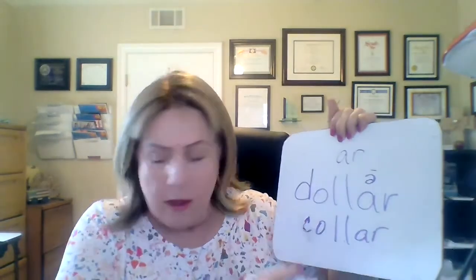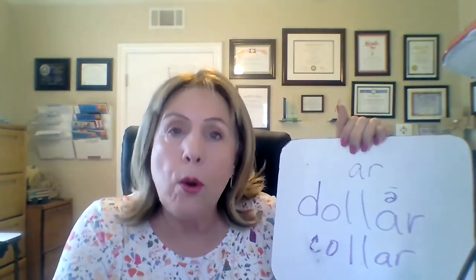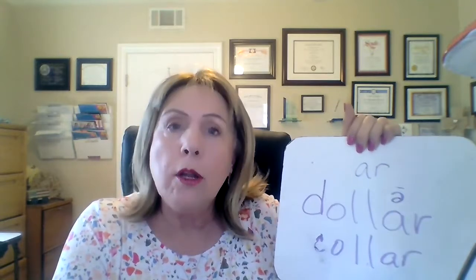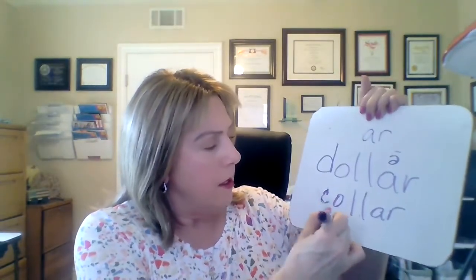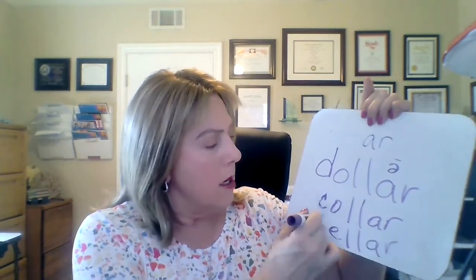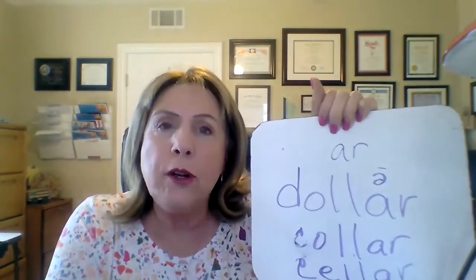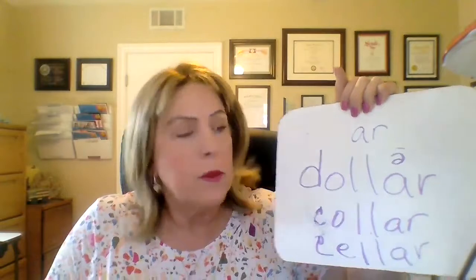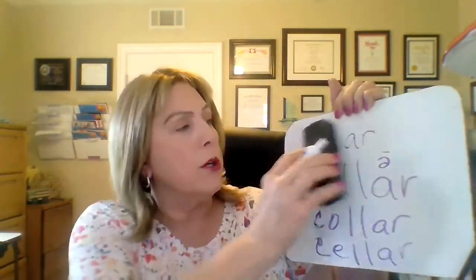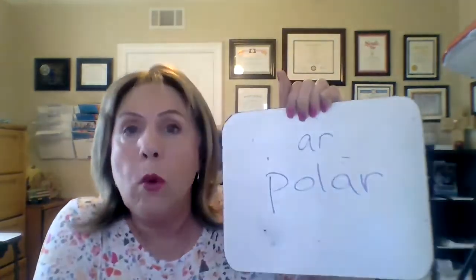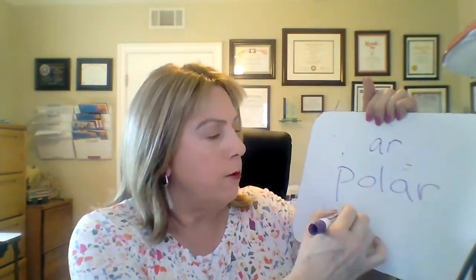Collar. But then we have the word polar. So collar and dollar both have AR. And do you notice how they're double L's, okay? And then all of a sudden we have polar, with one L. And another tricky one is we have the homophone for seller, as cellar.